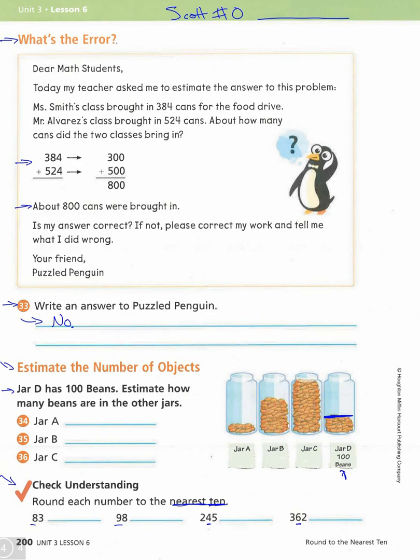lesson 6. Great job, you guys. That was a long one. Good job hanging in there. It's a lot of work.